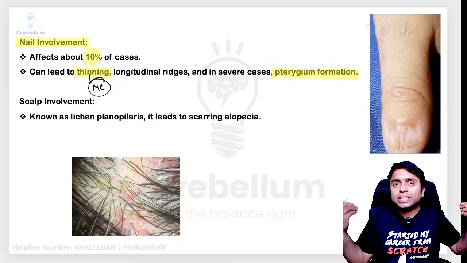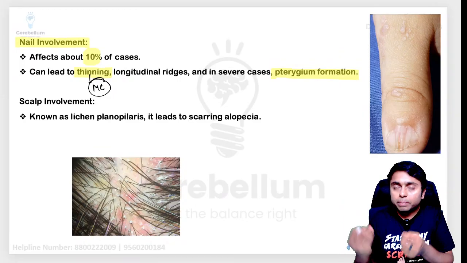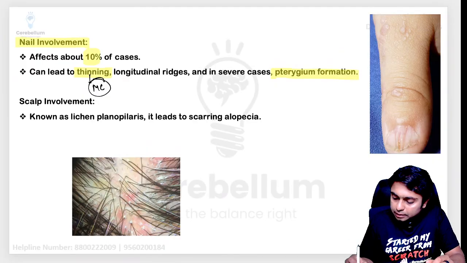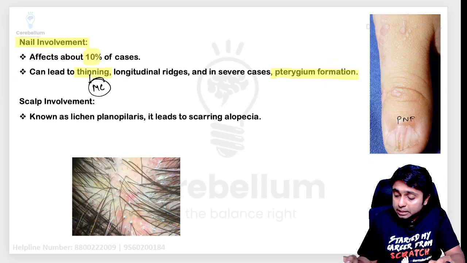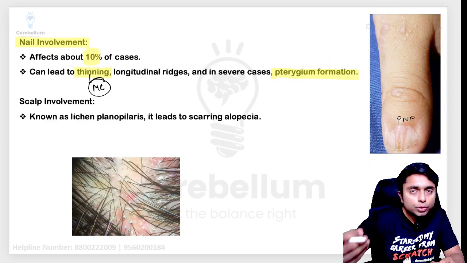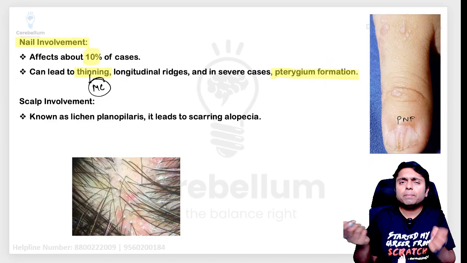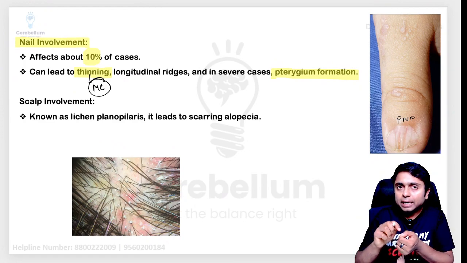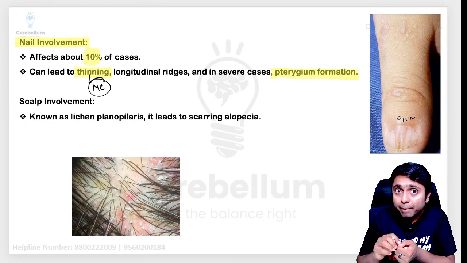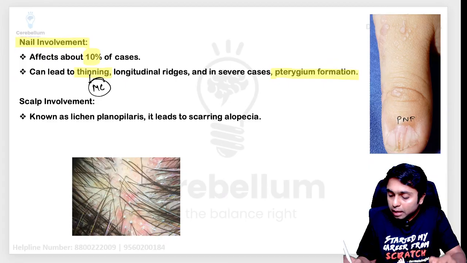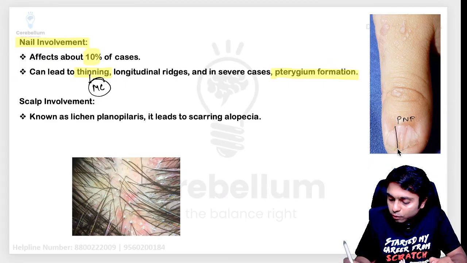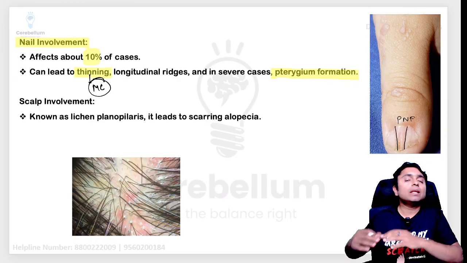What is a pterygium? Wing shaped structure. So here what happens in the lichen planus, the proximal nail fold, this portion is called as a proximal nail fold, is going to encroach the nail plate. Nail plate is the part of the nail which you can touch and feel. Okay, the nail plate will be damaged by this proximal nail fold, and the proximal nail fold will attach itself onto the nail bed.